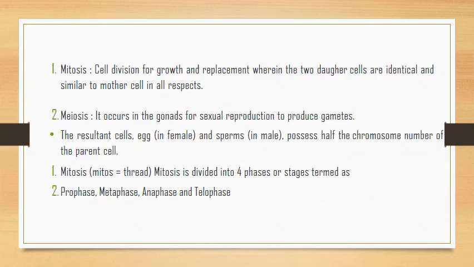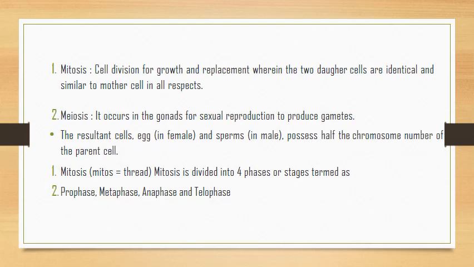Mitosis is cell division for growth and replacement, wherein the two daughter cells are identical and similar to the mother cell in all respects. Meiosis occurs in the gonads for sexual reproduction to produce gametes. The resultant cells, egg of female and sperm from male, possess half the chromosome number of the parent cell.